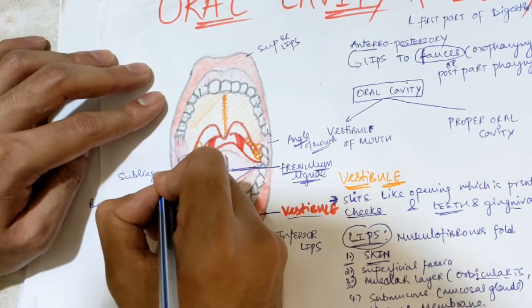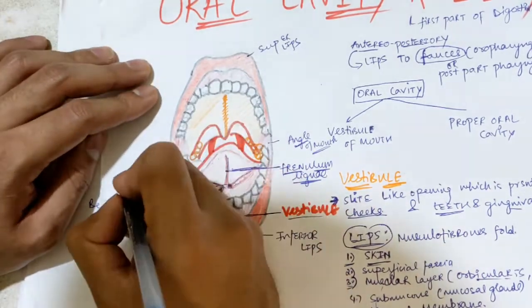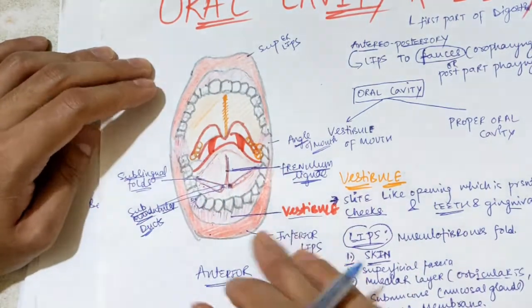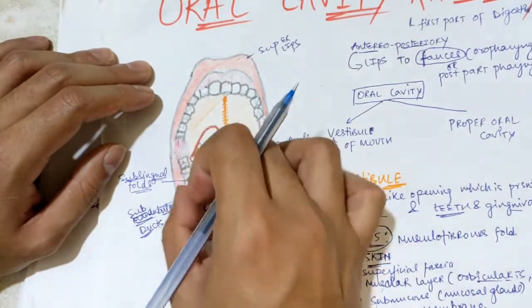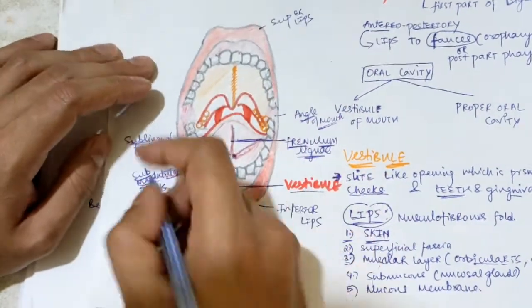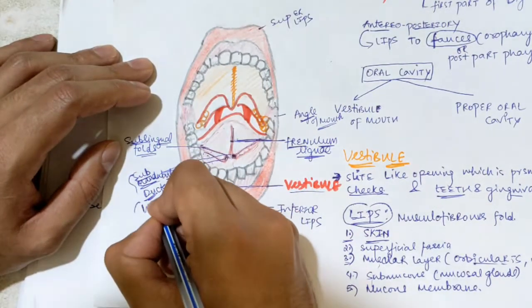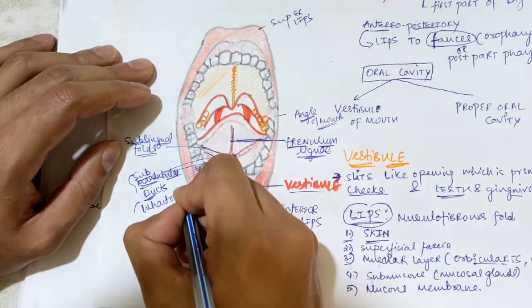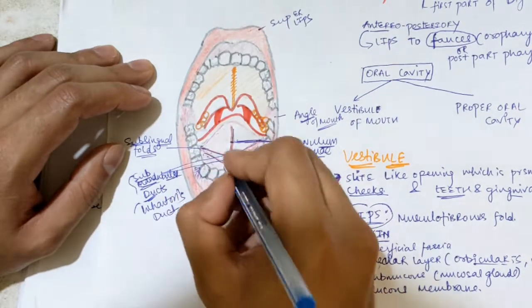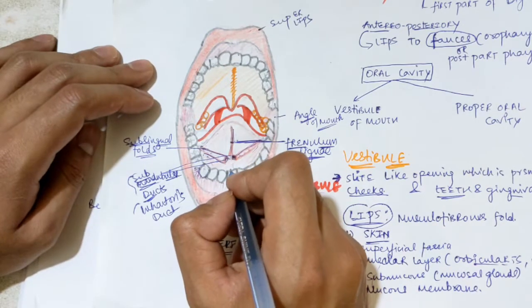Sublingual folds. And in this there will be your sublingual ducts. The opening for that duct will be present here. You know that the submandibular duct is also called Wharton's duct. So that is why there will be a papilla, which is called the sublingual caruncle.